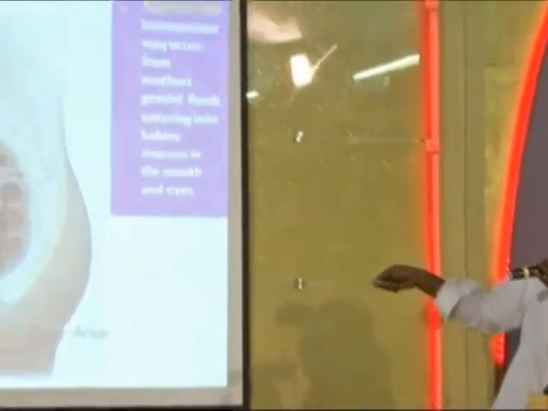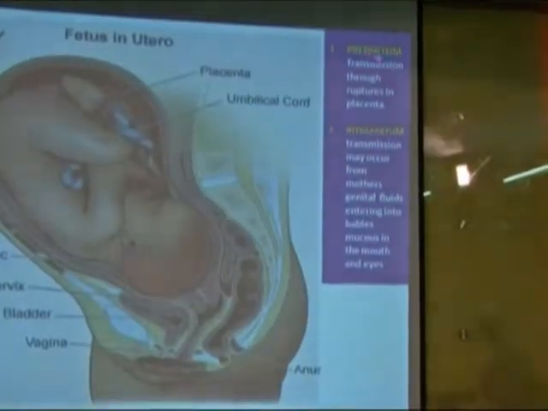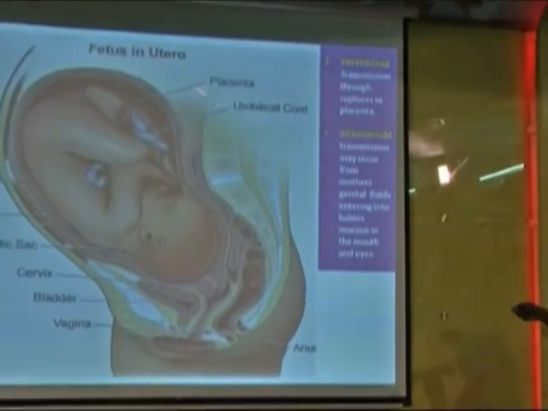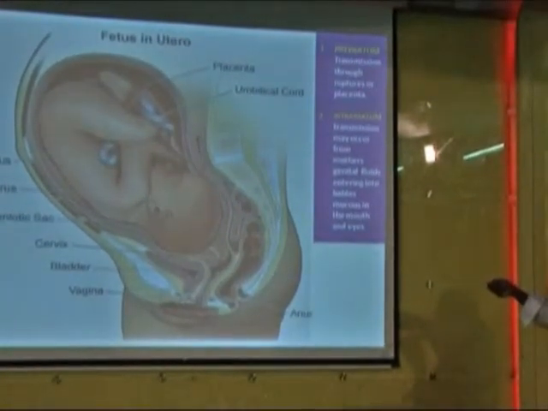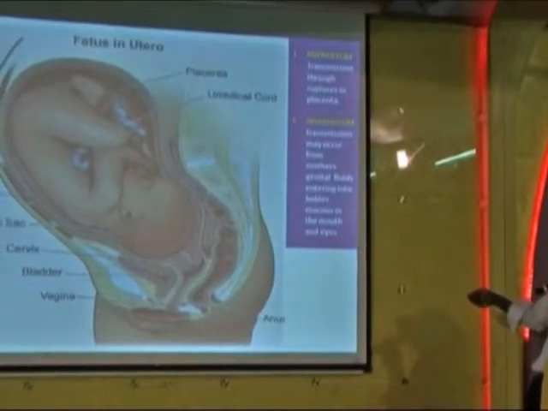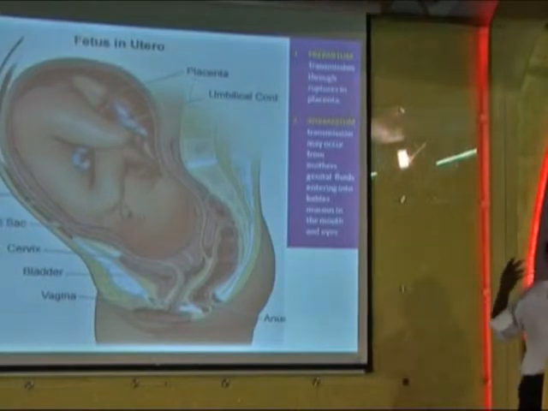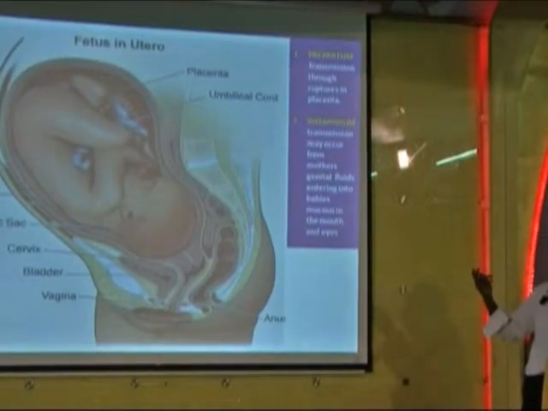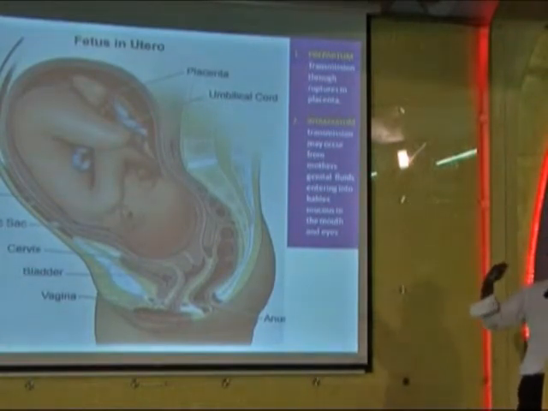Here we see the baby is secure, and this is the placenta. So the baby doesn't come into contact with any of the mother's fluids. This is before the baby is born. Transmission can occur through ruptures in the placenta if the mother has malaria. That kind of situation can compromise the chances. Then intrapartum transmission may occur from the mother's genital fluids entering the baby's mucosa through the eyes and the mouth. But in the context of HIV, when the viral load is undetectable, even this kind of possibility is almost ruled out.